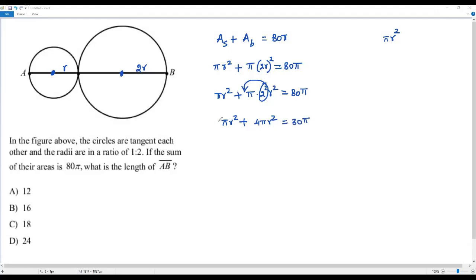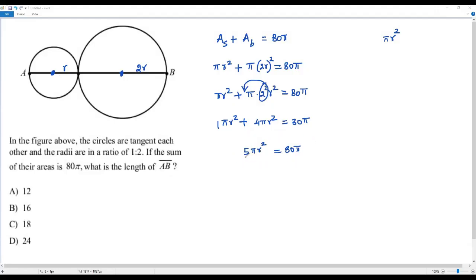Okay, here we can assume there is 1 as the coefficient of this pi r squared. So we add 1 pi r squared and 4 pi r squared, which gives 5 pi r squared equals 80 pi. Now our aim is to solve for r. Once we get r, the radius of the smaller circle, we'll be able to get the diameter of the smaller circle. And using the value of r, we'll be able to get the diameter of the bigger circle. When we add the diameters of the two circles, we'll get the length of the line segment AB.